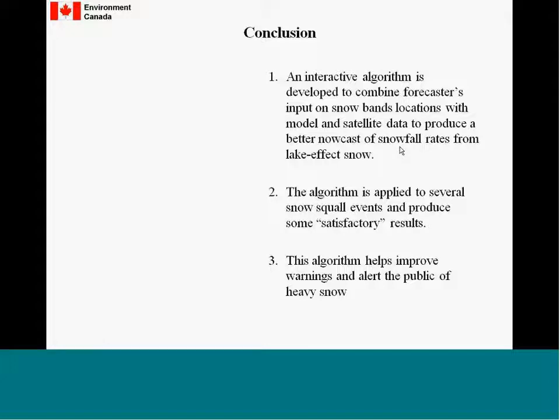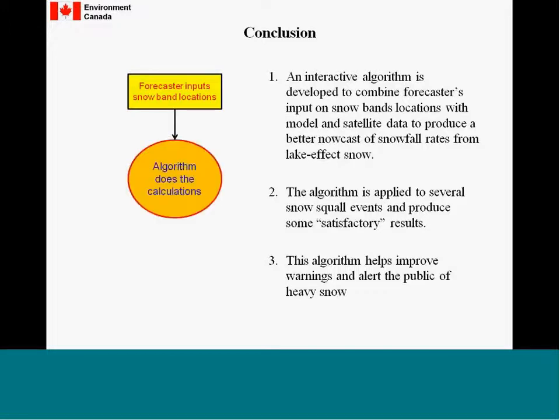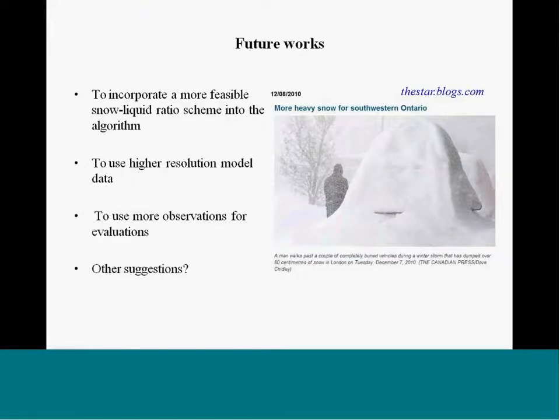The algorithm was tested on several snow squall events to produce some statistics. Of course, more testing is to be done. This should improve warnings to the public of heavy snow squalls, using snow band locations. Next steps: an experiment to find snow bands, and the calculation and results. Okay. To include a more flexible snow liquid ratio scheme in the algorithm, that's the hard part because the snow liquid ratio varies with time. And with the high resolution model, the test is to use more observations for evaluation.